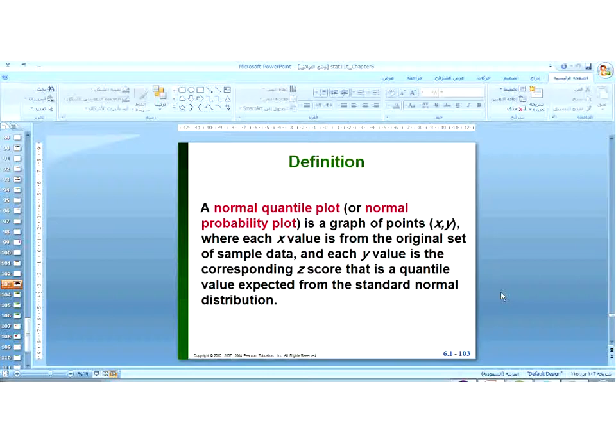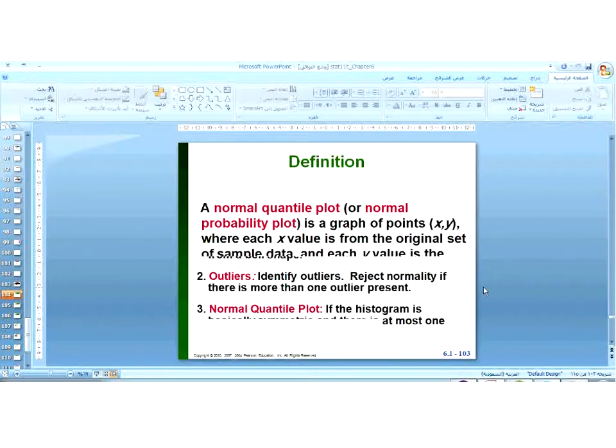So here is the definition. A normal quantile plot, or a normal probability plot, is a graph of points (x, y), where each x value is from the original set of sample data and each y value is the corresponding z-score, that is, the quantile value expected from the standard normal distribution. So x here represents the x values and y is the z-score corresponding to them.